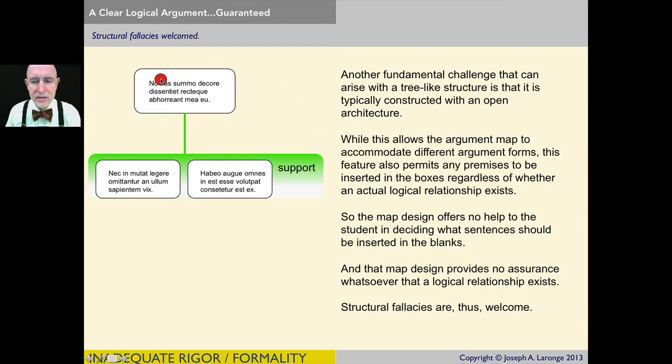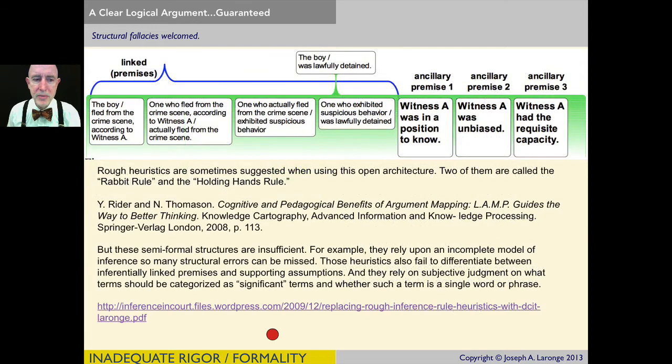So if these are blank, it doesn't really help the student in deciding exactly what should be put in these blanks. And for the audience, there's no assurance whatsoever that this logical relationship actually exists. You just stuck them in two boxes and put a link, an arrow, and trust me. So I think one of the biggest problems is structural fallacies are thus welcome. There's an inadequate rigor and formality to rely on the assertions being made.